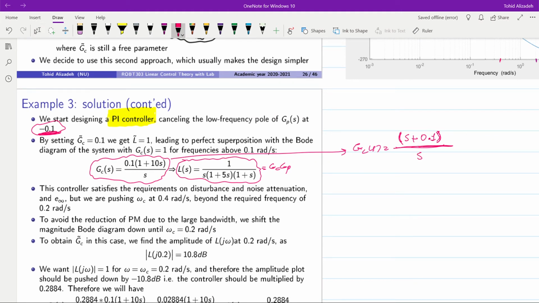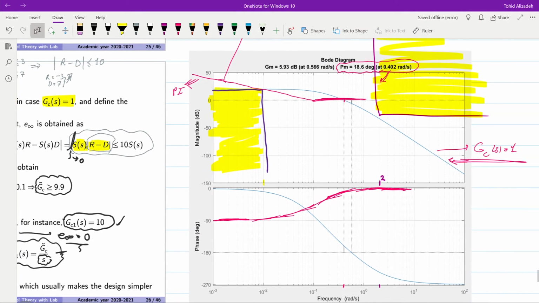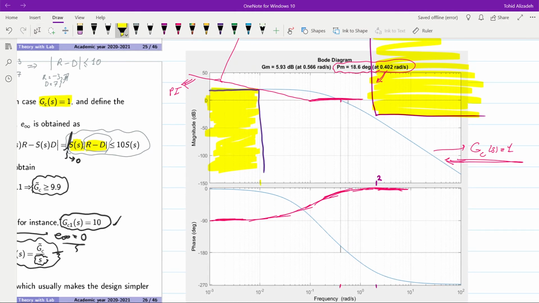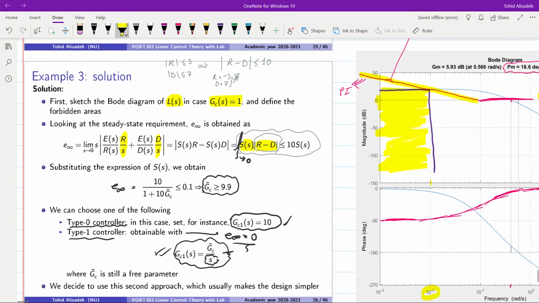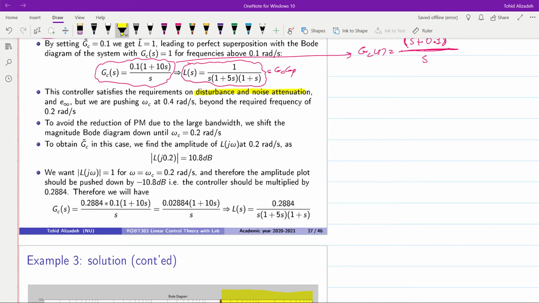Now, this controller satisfies the requirement on disturbance and noise attenuation. We were already fine with the noise attenuation. In terms of the disturbance, now you can see that as this part of the controller is introduced, amplitude will move upwards for the frequencies smaller than 10 to minus 2, and therefore the requirement on the disturbance rejection will be satisfied. We also are satisfying the requirement on steady state error, because the error now is equal to 0.